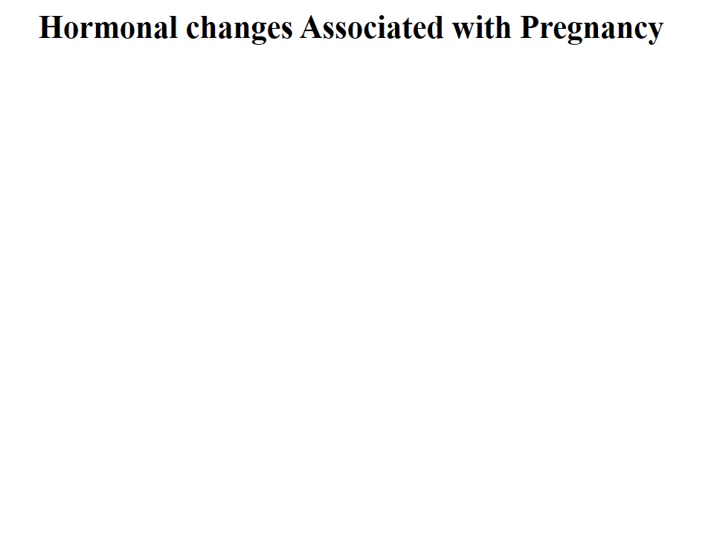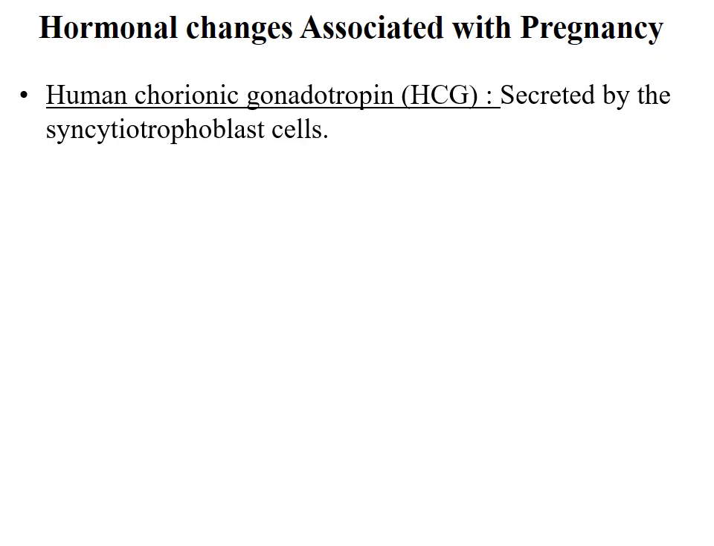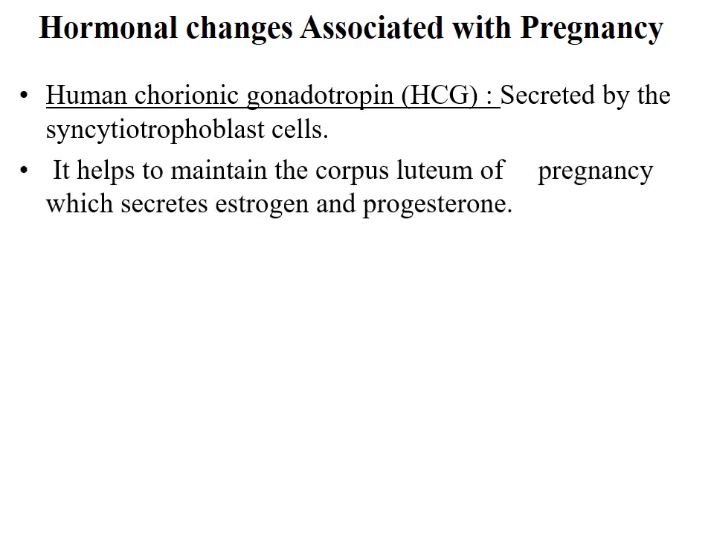Hormonal changes associated with pregnancy. Human chorionic gonadotropin, HCG, which is secreted by the syncytiotrophoblast cells. It helps in the maintenance of the corpus luteum of pregnancy, which then secretes estrogen and progesterone. So maintenance of the corpus luteum of pregnancy is the sole responsibility of the HCG.